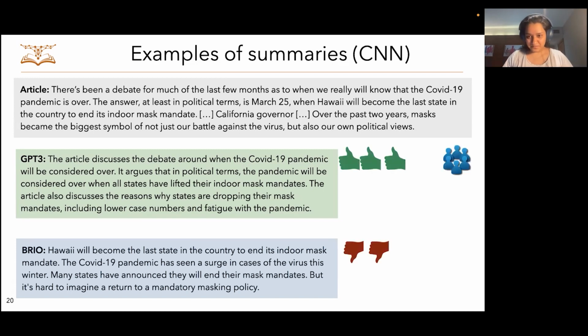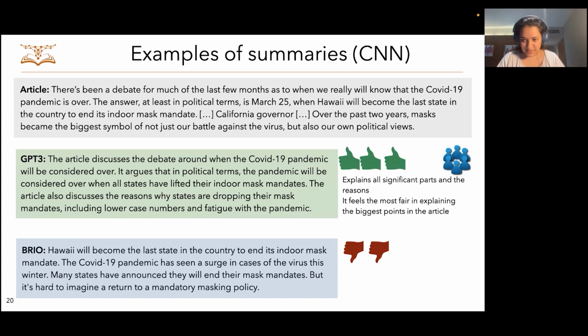and things like that. And the annotators kind of reflected that in their annotations, which is all of them selected GPT-3 to be the best summary, and 3 annotators thought Brio was the worst. And this was the reason for selecting GPT-3 as the best summary. It's the most fair in explaining the biggest points of the article, whereas for Brio, it said it did not reflect the tone of the article at all.